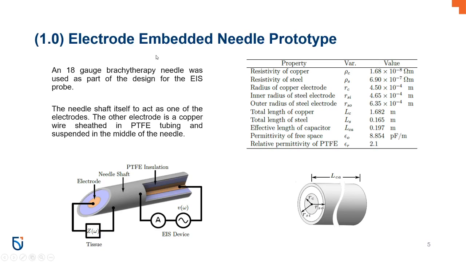For our electrode embedded needle prototype, we took a standard 18 gauge brachytherapy needle and we fed a PTFE coated copper wire coaxially down the shaft. So again, the copper wire is acting as one electrode, the needle shaft is acting as the other. That's what we call a bipolar arrangement. When we feed a sinusoidal voltage across those electrodes through the tissue at the tip, if we measure the current via Ohm's law, we can figure out what the electric impedance is.